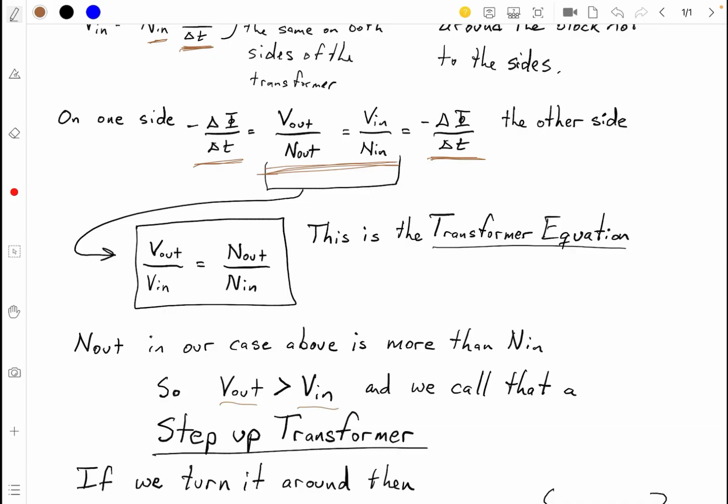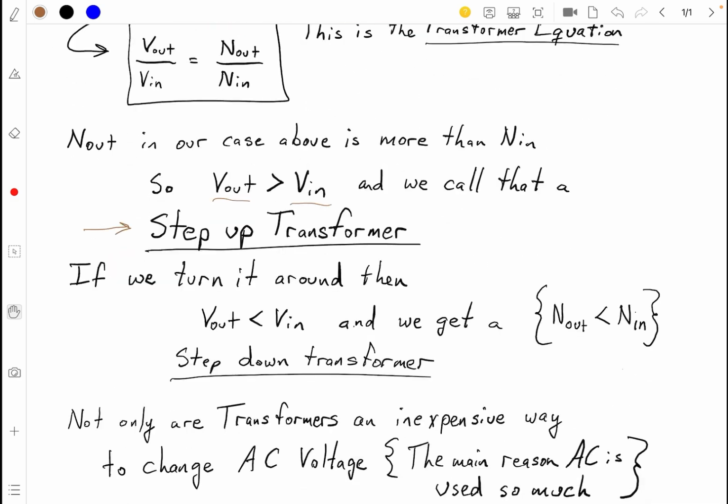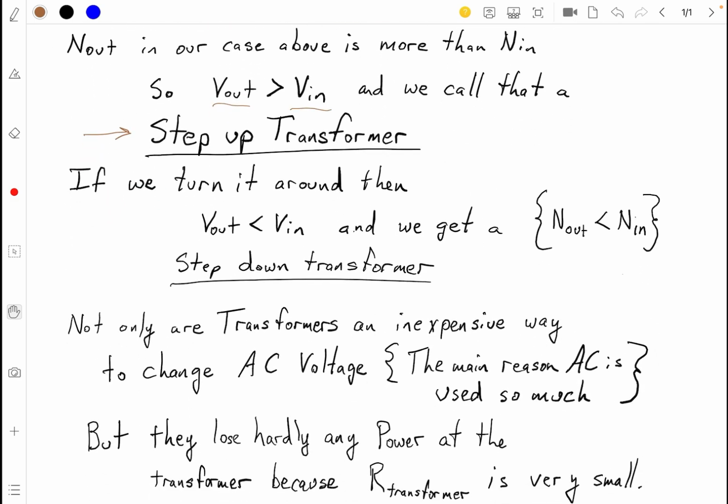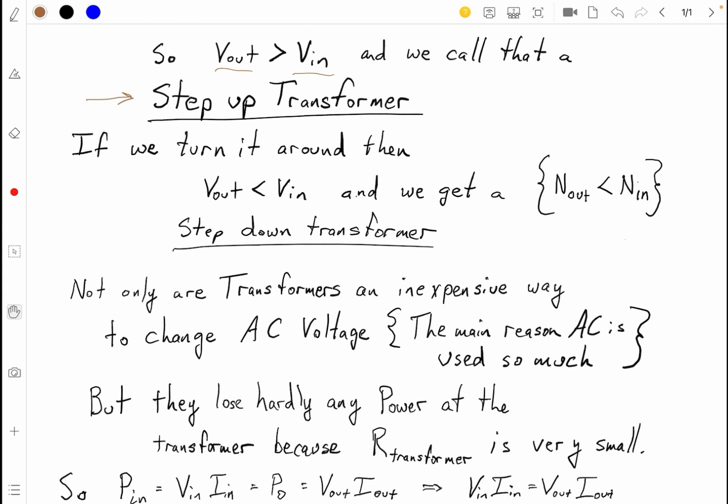And so since that's the case, this is a step up transformer, all right? When V out is greater than V in, it's step up. If we flip the whole thing around, we just pick up our transformer, unhook one side and hook it up to the other side and vice versa. Then V out is less than V in, and this is called a step down transformer. And then, of course, N out is less than N in, right? So we just flipped it all around.